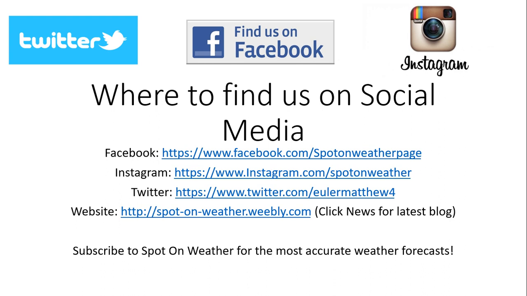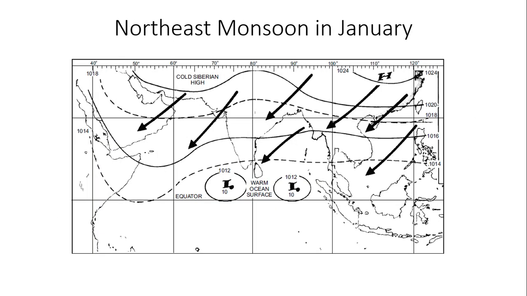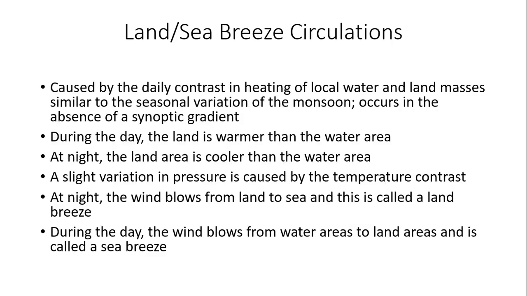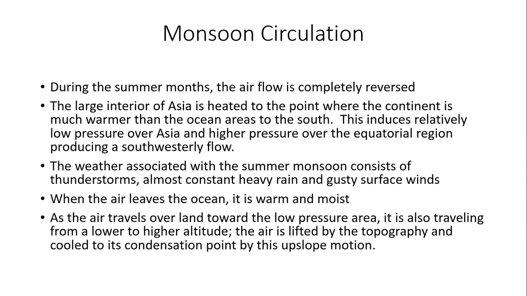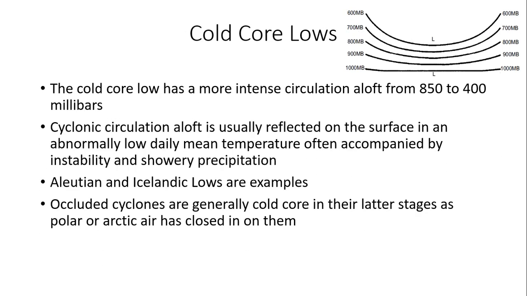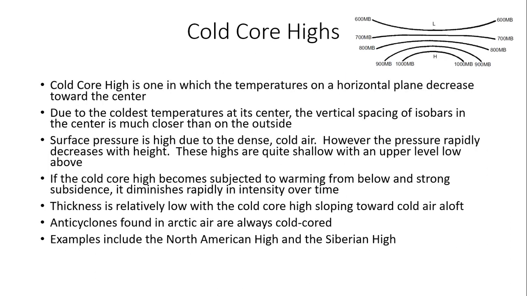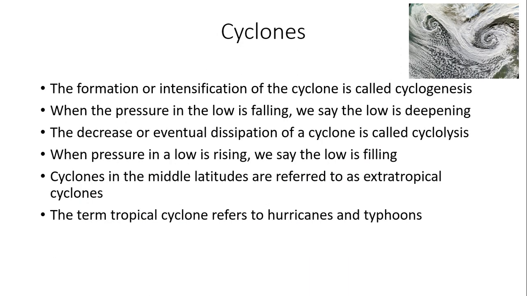All right, that wraps things up tonight. Hopefully you've learned something tonight. We talked about all the circulations, whether we're talking on a bigger scale with the monsoons in India and Asia, or whether we're talking about the local scales with these sea breezes and land breezes, as well as the different types of pressure systems: dynamic lows and highs, warm core lows and warm core highs, cold core lows, cold core highs, and generally the relationship of pressure systems, thinking three-dimensionally.